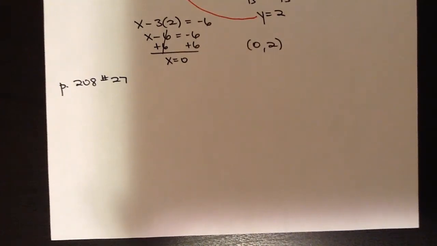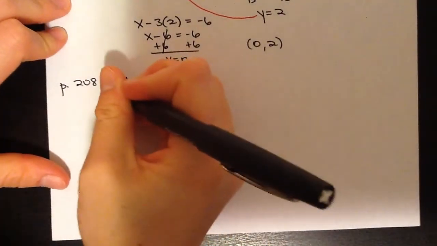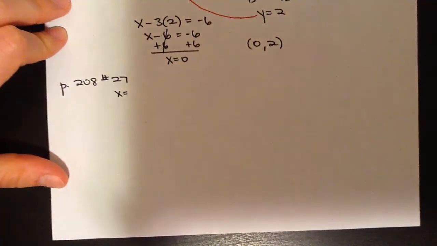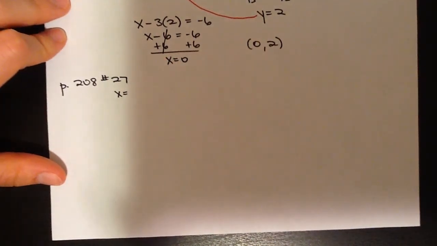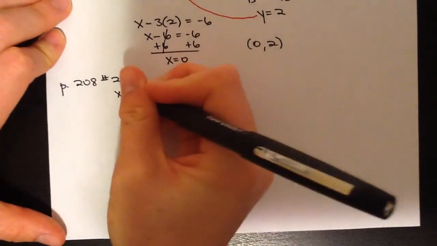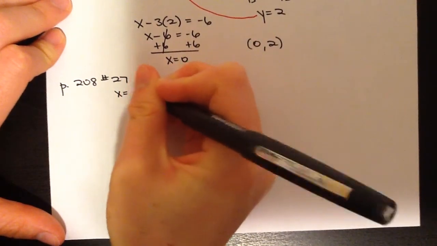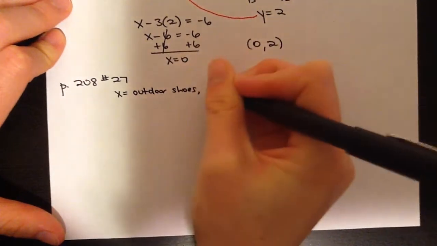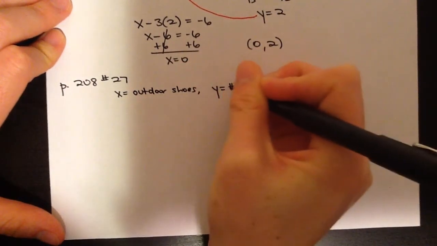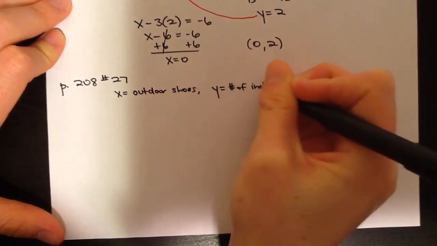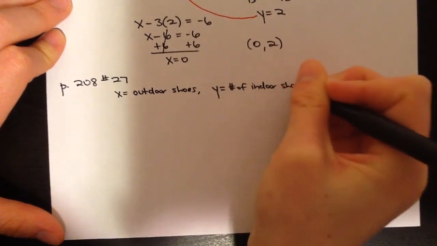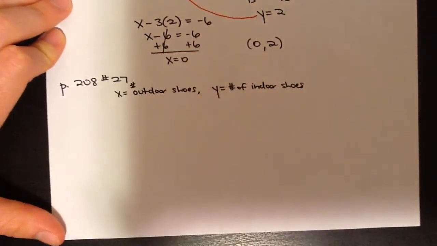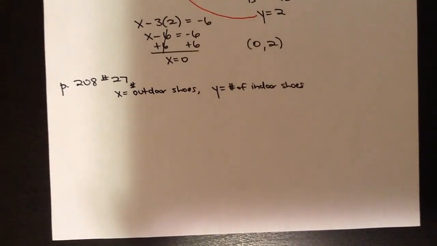So number 27. A shoe manufacturer makes outdoor shoes and indoor shoes. So let's even just go x and y, because unfortunately we don't want to go o and I, because those would be very weird variables to have, because o looks just like 0. So x would be the outdoor shoes. Y will be, I guess we should say number of. The number of outdoor shoes, the number of indoor shoes.